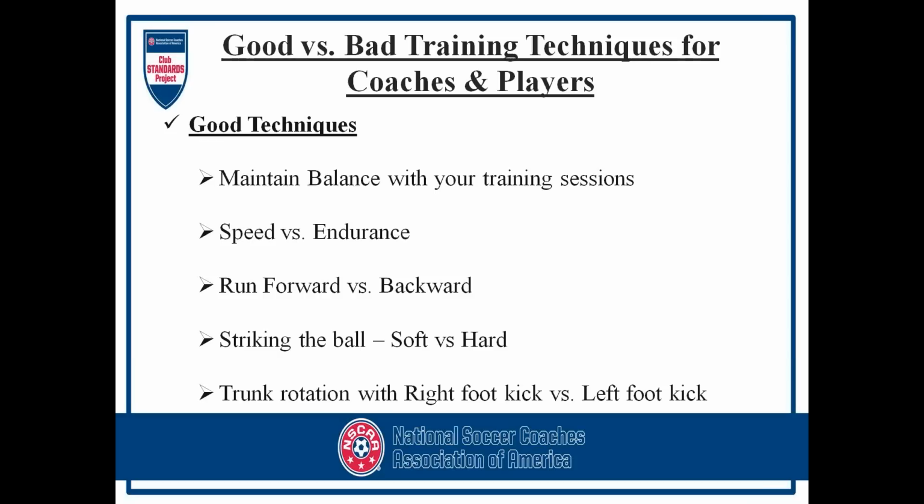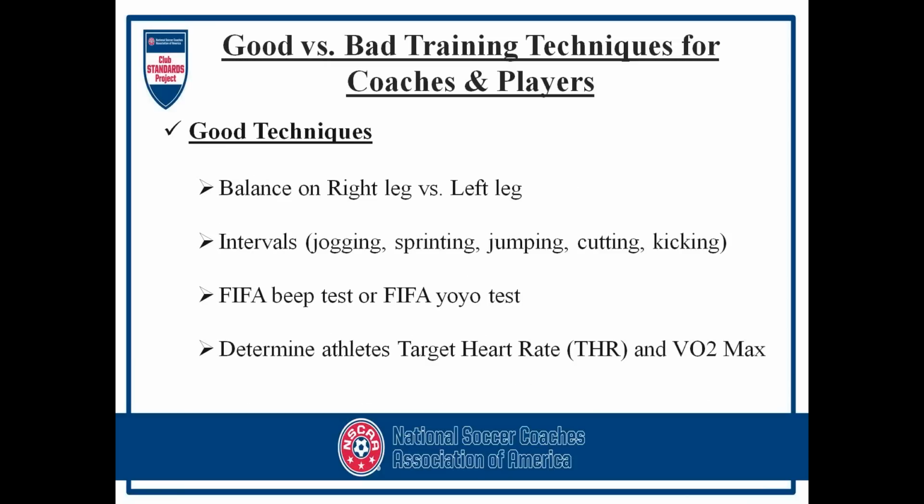Same thing with striking a ball. We want to work on different types, soft versus hard, making sure we're building up to passing and knocking the ball before we go into hard shooting, because that can cause the muscle to, as I stated before, try to fire at a point where it's not ready to fire. And then trunk rotation, right foot kick versus the left foot kick. If you have a right winger or a halfback or midfielder that's crossing the ball always with the right foot, you're getting a lot of rotation over his left leg, and you're also getting a lot of crossing over the body with the right leg.